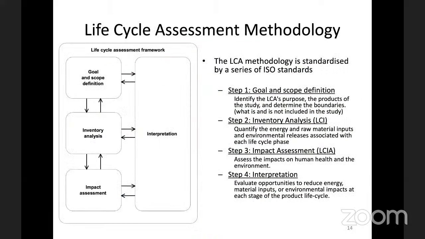So in terms of methodological framework, the life cycle assessment methodology comes in 4 stages or 4 steps. You have to define a goal and scope. That is step 1, goal and scope definition, and this is standardized through the ISO standards. The second step is inventory analysis. The third step is the impact assessment. And the fourth step is the interpretation of the results.